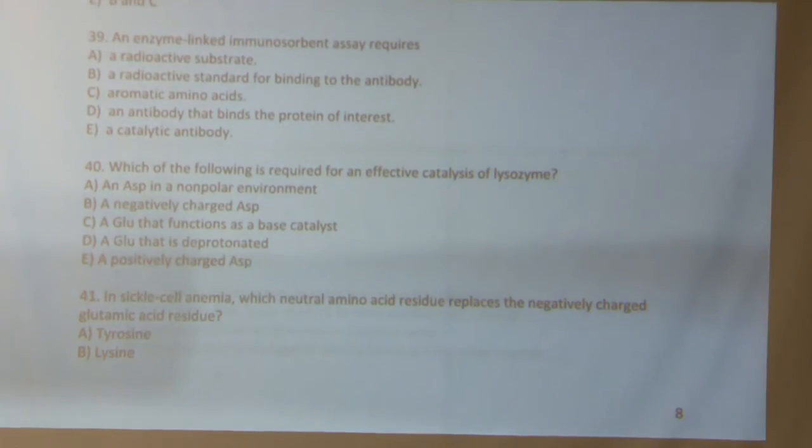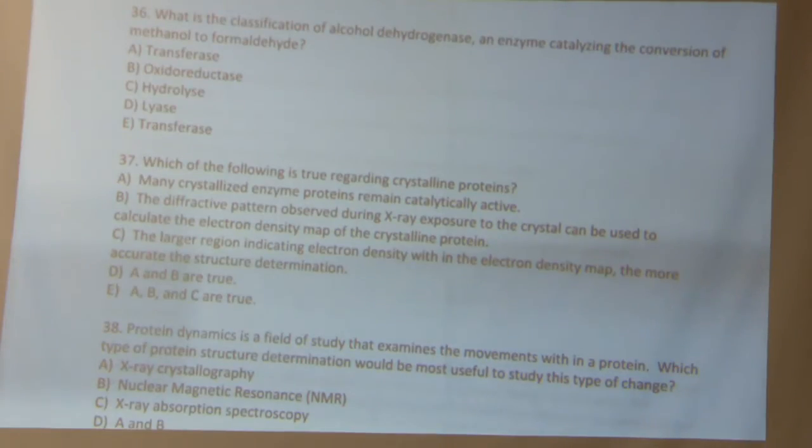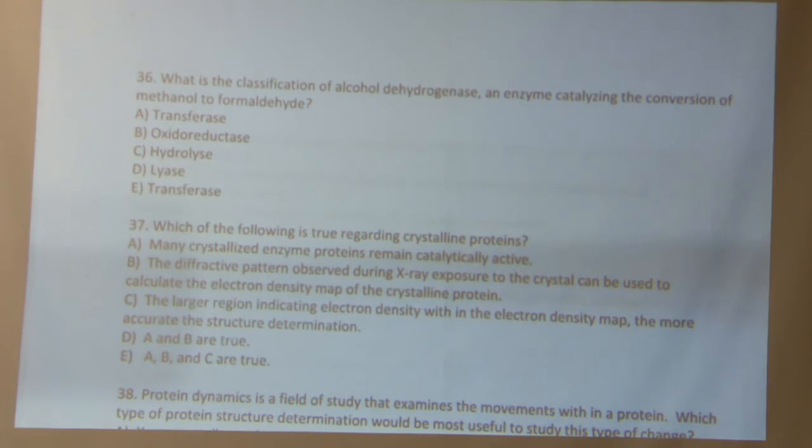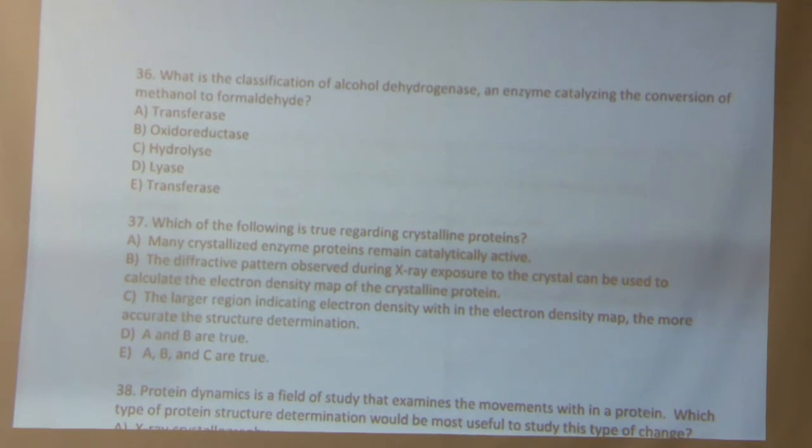Okay, so we'll go back to that one as well. Moving on, what is the classification of alcohol dehydrogenase, an enzyme catalyzing the conversion of methanol to formaldehyde?